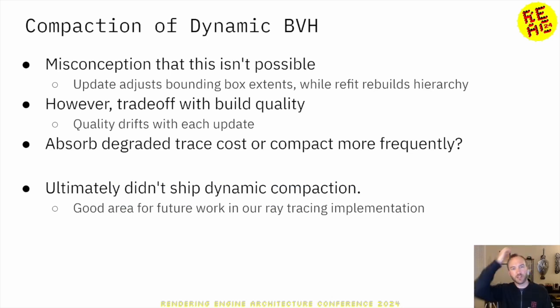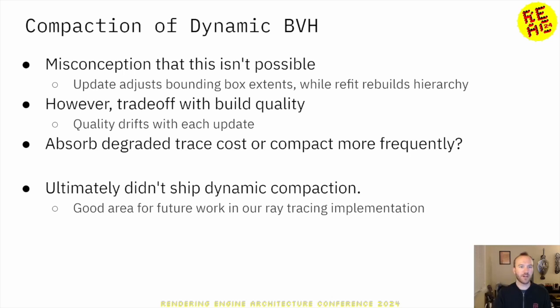I also want to speak quickly about compaction of dynamic BVHs, or those which are updated as the geometry they represent is animated. While working on this, it became evident that there is a misconception that this isn't possible. As it turns out, updating a BVH merely adjusts the bounding box extents in the internal structure, without actually modifying the number or connectivity of the bounding boxes, whereas refitting a BVH is akin to building it anew. Update will not alter the BVH size. Therefore, BVHs which only call update are still eligible to be compacted.